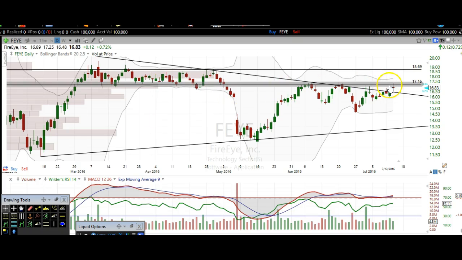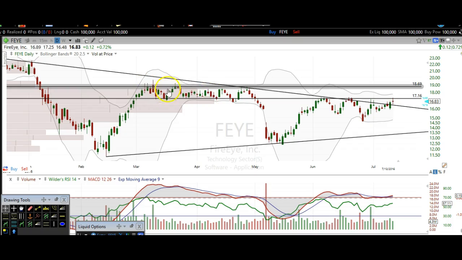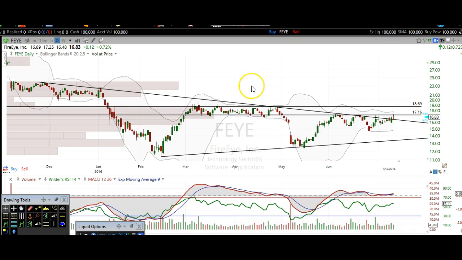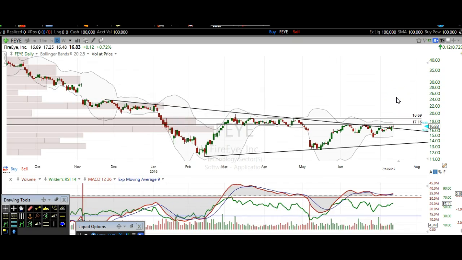And then once we break over 17, if we break over 17, we've also got the highs of all of these candles just below $19. As you can see right there, it got rejected many times. So for me, at the very least, just cautious up here. It can break out. If it breaks over these levels right here and shows some strength, we can see a really nice breakout on FEYE.